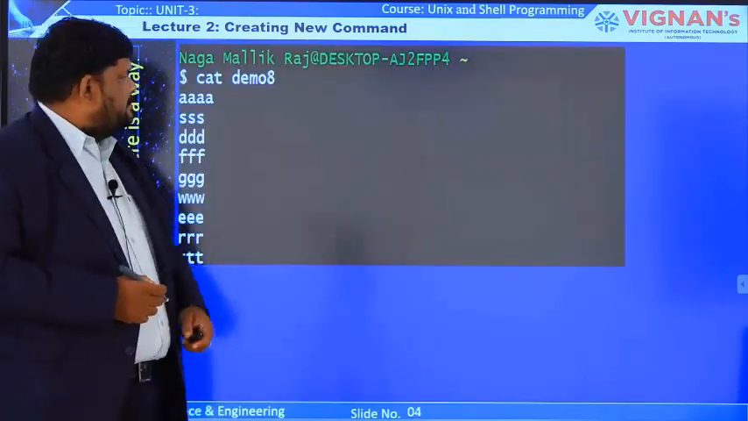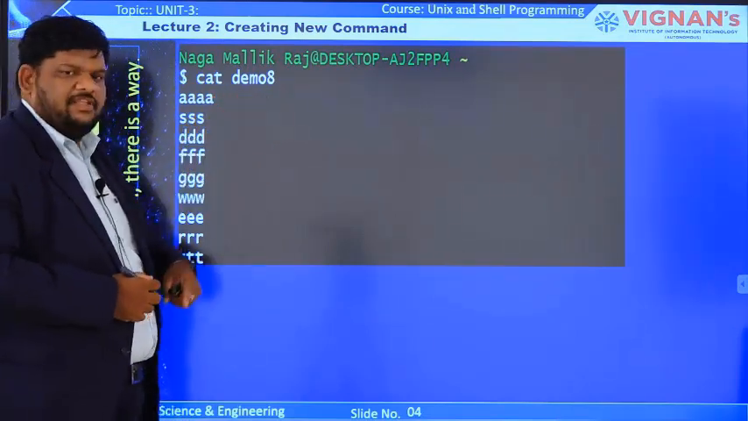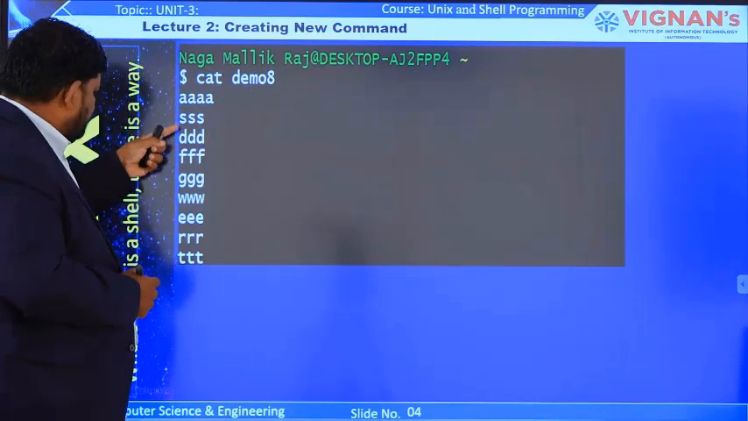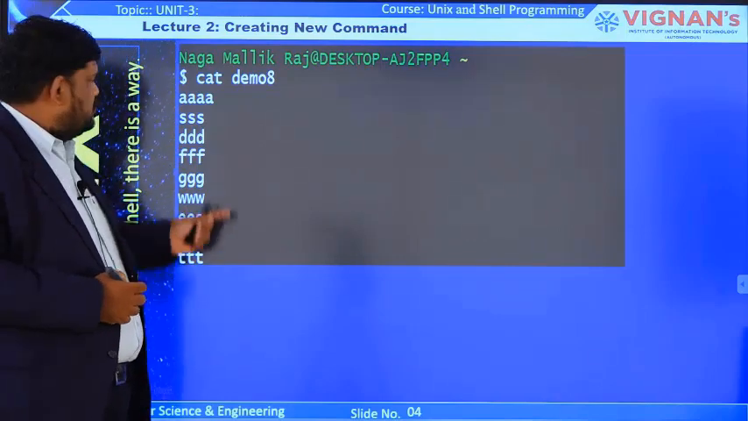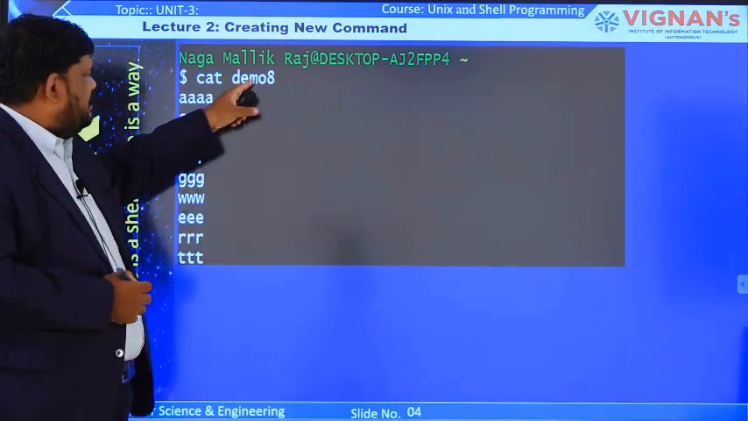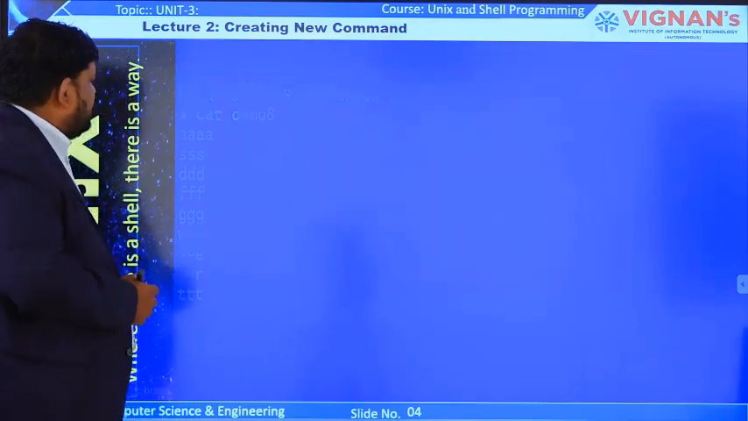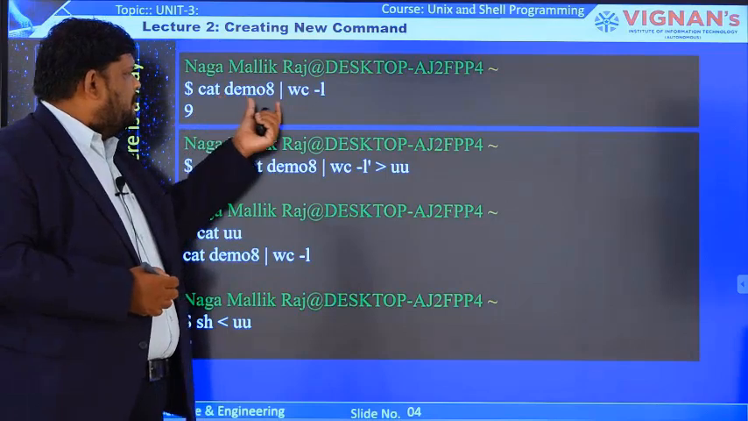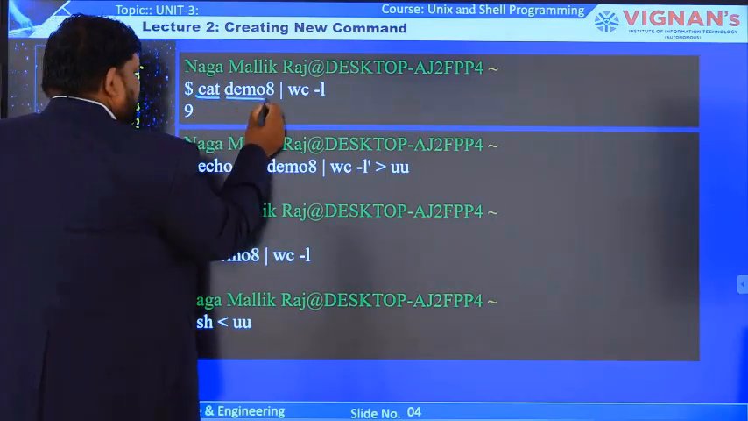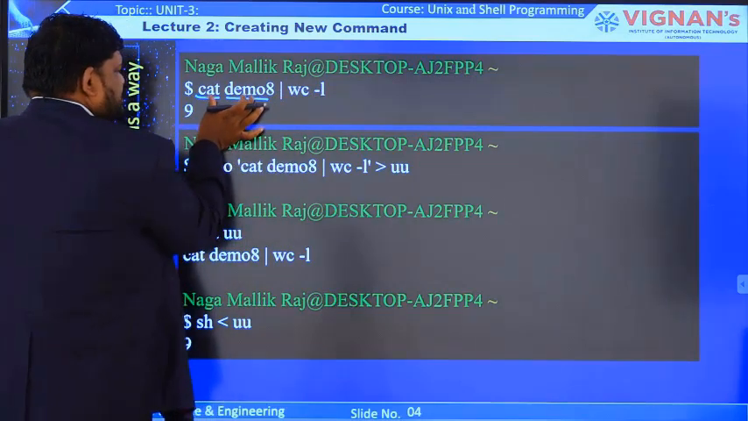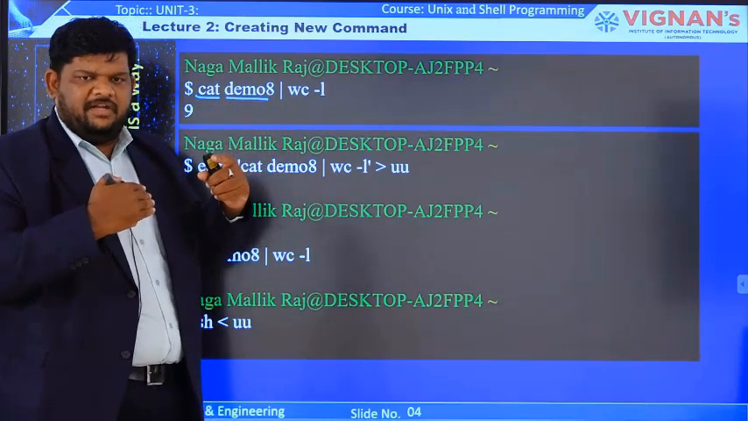So let us see some examples, in how many ways we can create a new command. Consider this example. Here, cat demo8: I am displaying the content present in the file. This demo8 contains nine lines of code. Here we are just displaying the content present in demo8 with the help of the cat command. Now I am using a sequence of commands at a time. See here, cat space demo8. The role of cat demo8 is to display the entire content present in the file demo8.